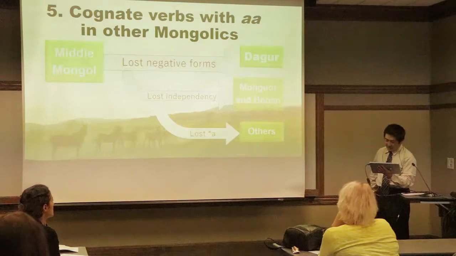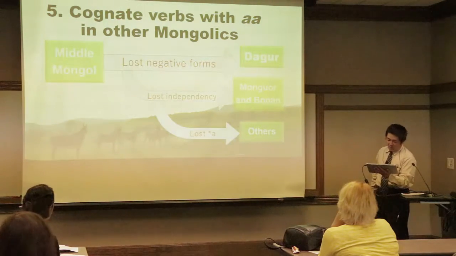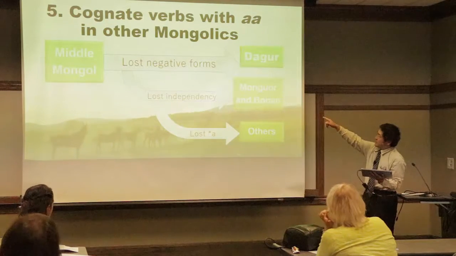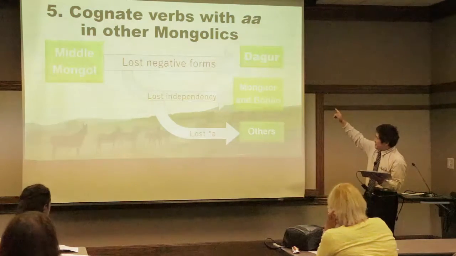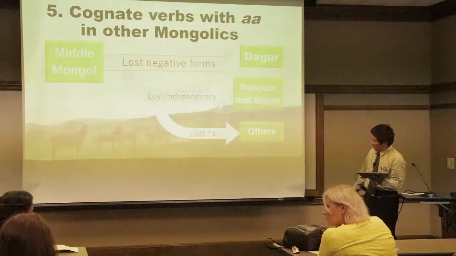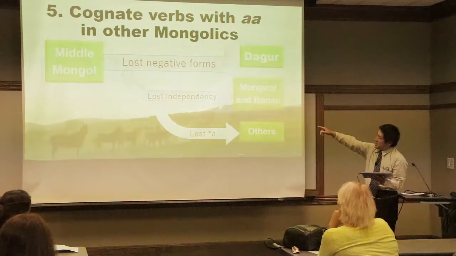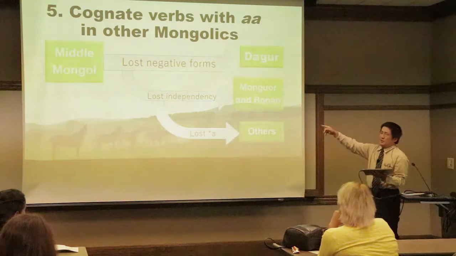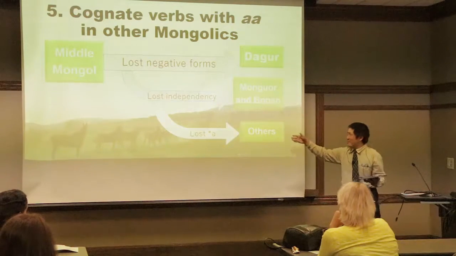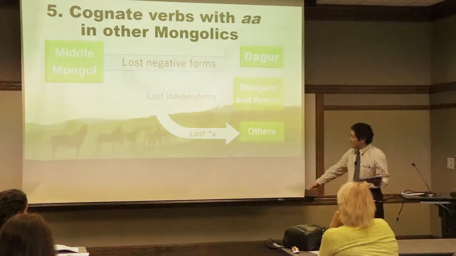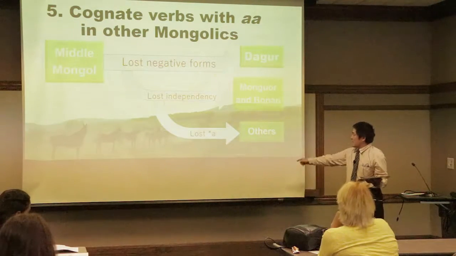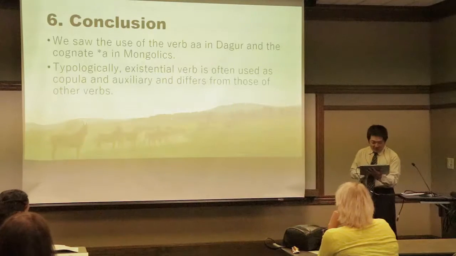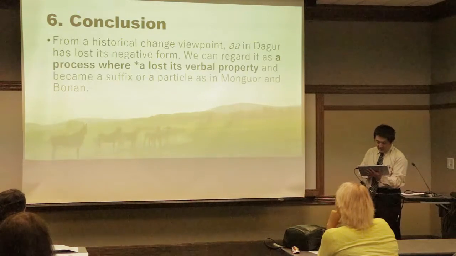So I wanted to show the cognate verb with R in the Mongolic languages. Middle Mongolian is very similar to Dagur, but Dagur R lost negative forms. Their grammaticalization is more advanced, having lost independence, in Mongol and Bonan. And in other Mongolic languages it is more grammaticalized or lost, replaced with Bai. That's all. My conclusion is just this. Thank you all.